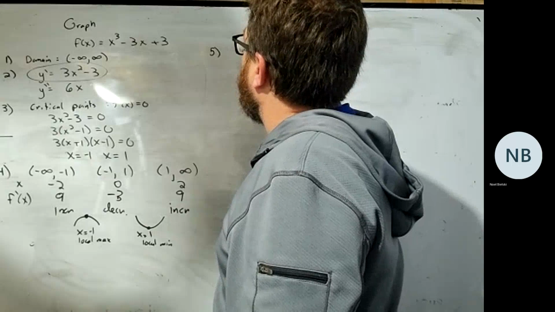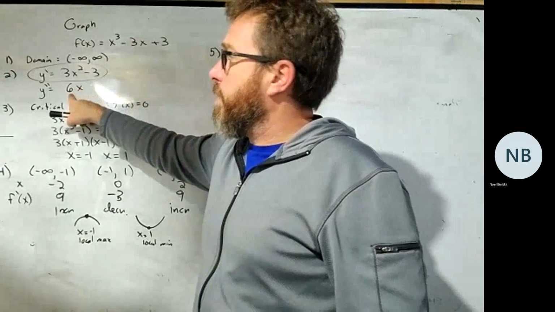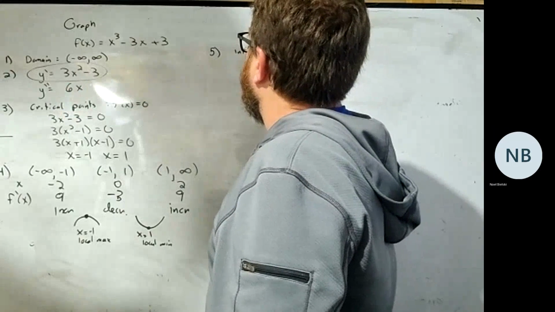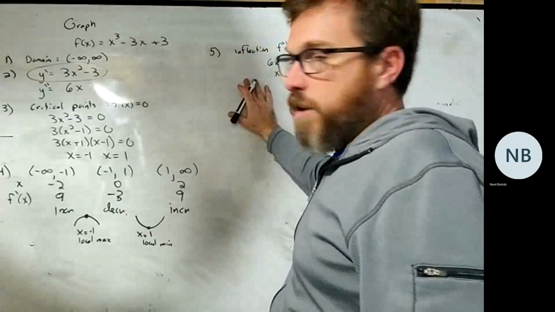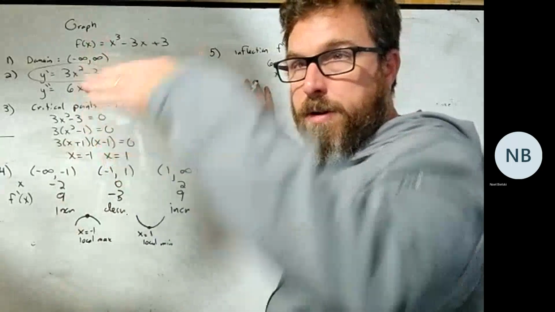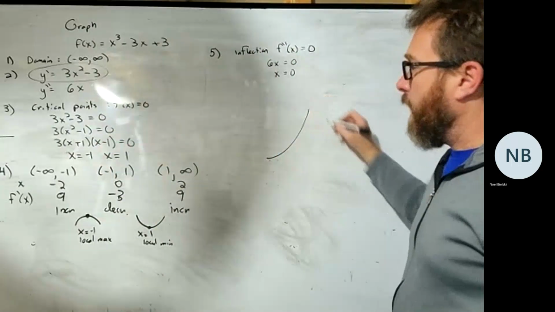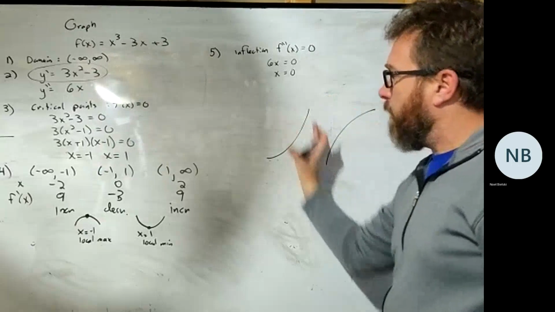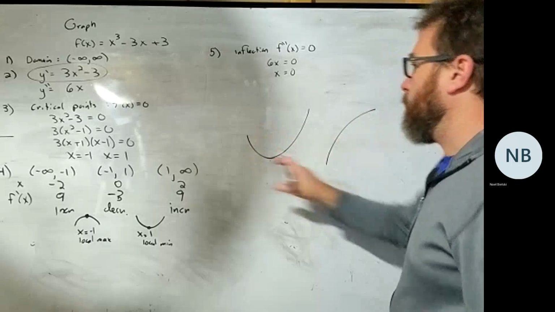This happens when the second derivative is equal to 0 or undefined, but the second derivative, being also a polynomial, is not going to be undefined anywhere. So this is when x is equal to 0. Your inflection points tell us the difference between stuff being concave up or concave down. Concave up means the U shape is pointing up, and concave down means the U shape is pointing down.